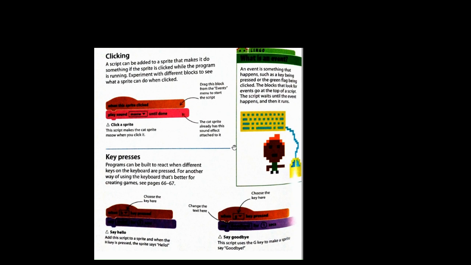Drag this block from the Events menu to start the script. The cat sprite already has the sound effect attached to it. Click a sprite. This script makes the cat sprite meow when you click it.